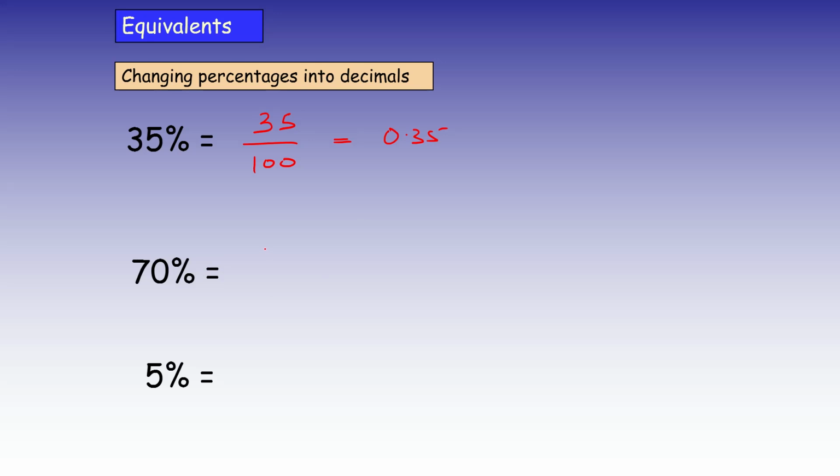70%, percent means out of 100, so you write 70 over 100. That's going to be equal to, remember, dividing by 100, move the decimal point back 2 places, so that's going to give me 0.7 as a decimal.